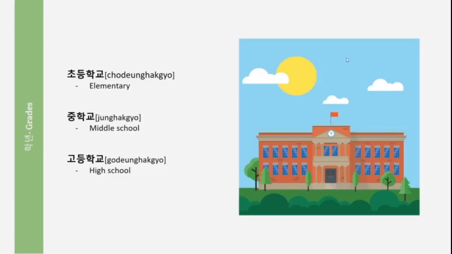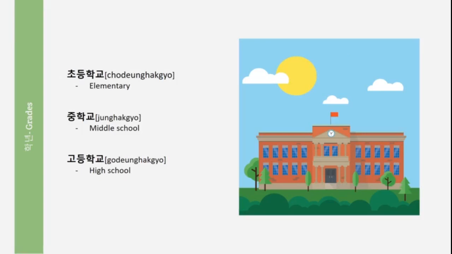Now, first, there are 3 grades in Korean schools. First, 초등학교. 초등학교 is elementary school. Next, 중학교. 중학교 is middle school. Last but not least, 고등학교. 고등학교 is just high school.